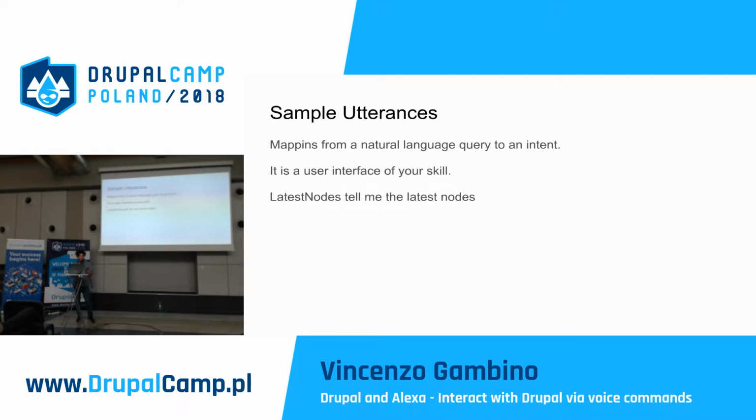And the sample utterances are basically the mapping from a natural language query to an intent. So basically, we register it in a machine way into the Alexa skill, but then we can translate it into human readable language from the same skill as well. So if we want to retrieve the latest nodes, we have the latest nodes intent, the sample utterance will be tell me the latest nodes, and this will be mapped to this intent.